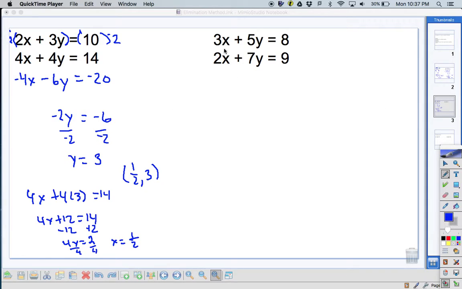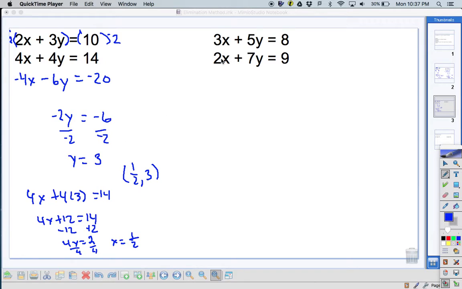In this case, I got a 2 and a 3. I got a 5 and a 7. And there's no easy way. I can't make a 2 into a 3, and I can't make a 5 into a 7. So you have to multiply both equations by something in order to get a common number. This is like when you used to find the least common multiple way back in elementary school.